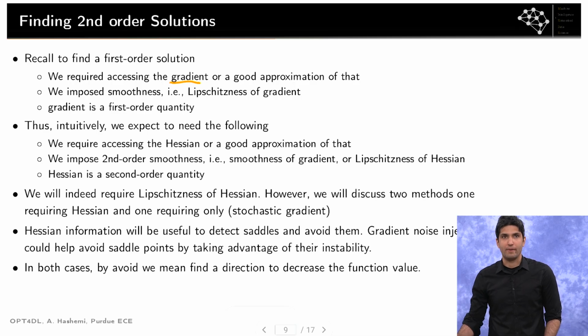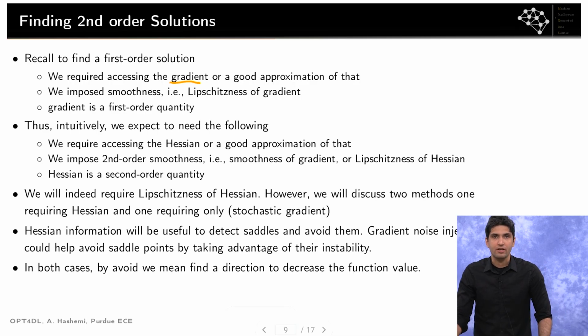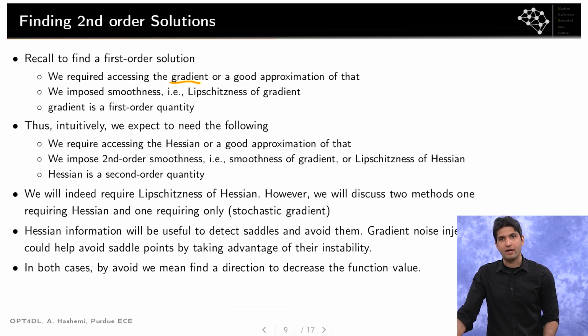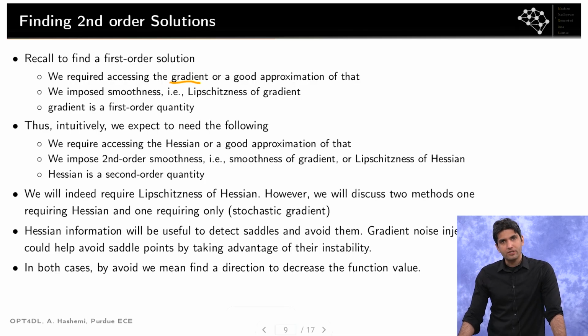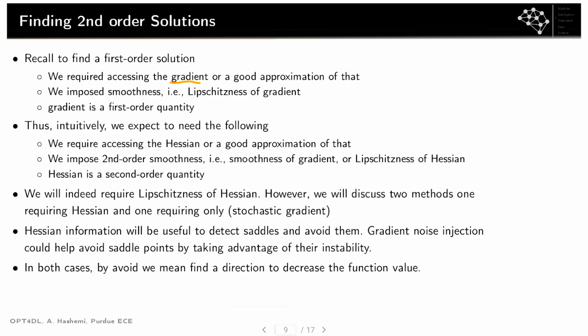However, we're going to discuss two methods, two very elegant ideas in the literature. One of them requires accessing the Hessian, or in practice, a good approximation of the Hessian. The other one only requires gradient information, first order information. The main idea behind these two methods is as follows. The first method, which utilizes the Hessian information, is going to leverage that information, as we saw in these examples, to detect saddle points and avoid them.